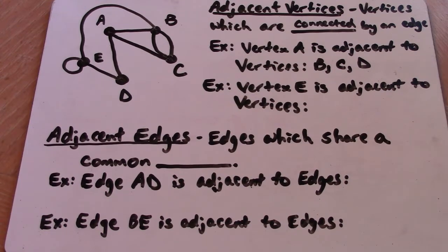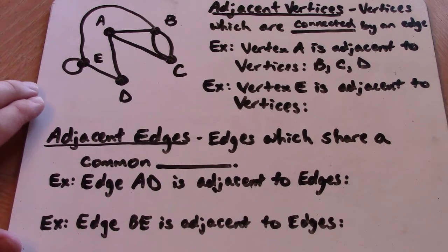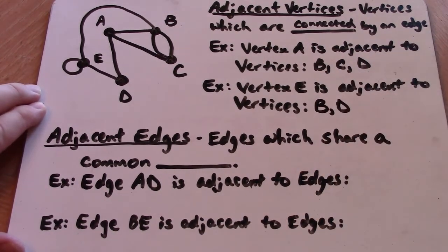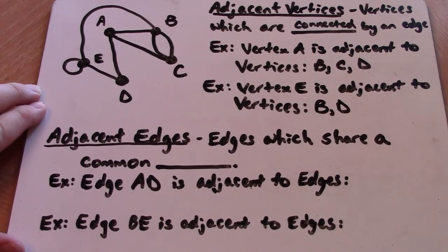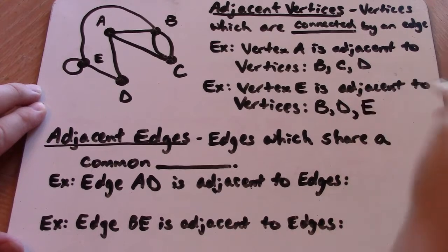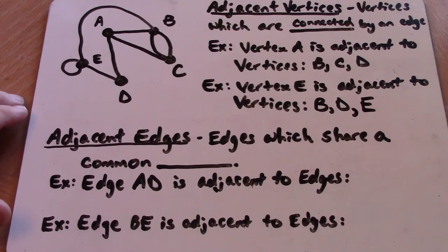Please pause the video for a moment and try the second example on your own. Name the vertices that are adjacent to vertex E. Okay, the vertices that are adjacent to vertex E, there are again 3 of them. The obvious ones are B and D. There are edges that connect E to both of those points. There's also a loop at E, which means that vertex E is adjacent to itself. So we would say that vertex E is adjacent to vertices B, D, and E.